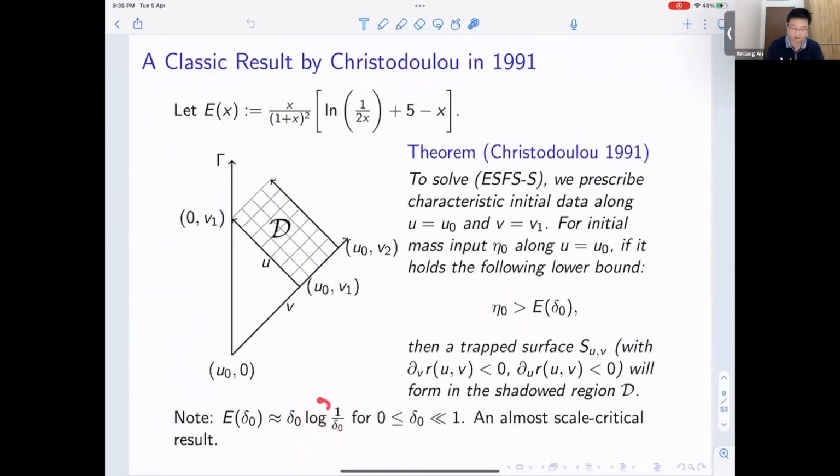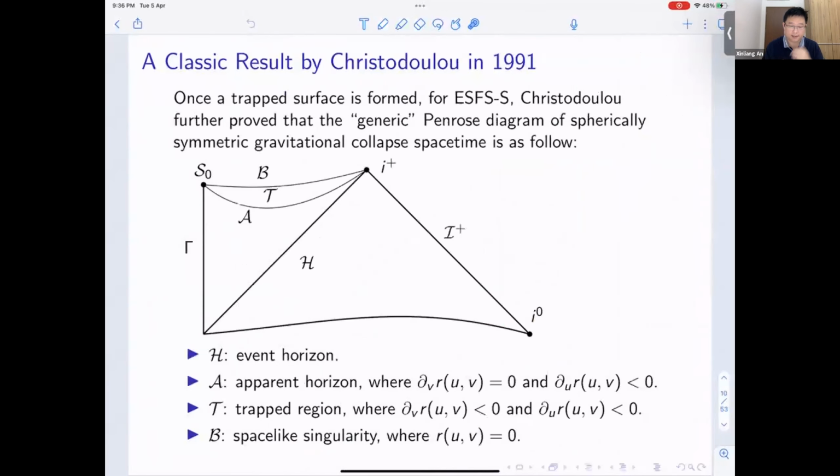So because of this delta loss, we call this an almost scale critical result. This is by Christodoulou. And once a trapped surface is formed, for the Einstein-scalar field system under spherical symmetry, Christodoulou further proves that the generic Penrose diagram for this system would be the following picture.